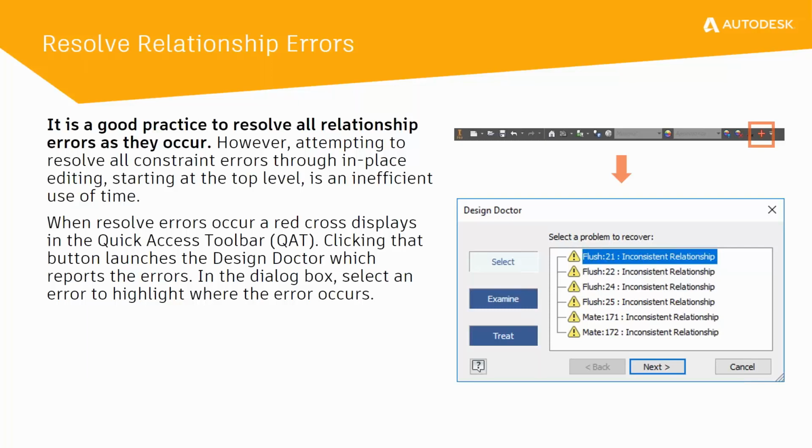Now the Design Doctor is accessible from the Quick Access toolbar. Once it recognizes there's a potential issue with a relationship, it will show a red cross across the top of the Quick Access toolbar, and on clicking it, it will open up the Design Doctor, and this can help step through the process of finding, examining, and then treating each of those potential relationship errors that you have in your design.